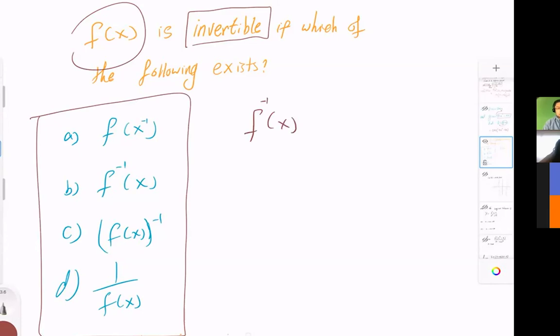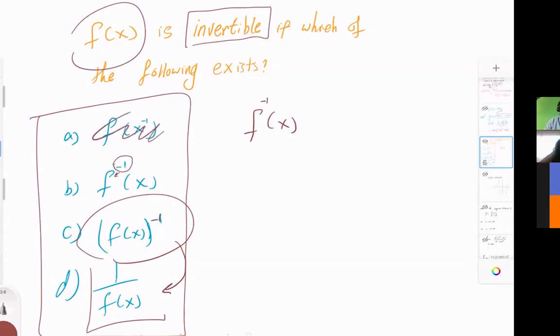I know this -1 outside has a meaning as a reciprocal, but it's not the way we say inverse function. Again, the -1 has to be exactly above the function. Good, but this is not correct, this is not correct. This one is correct.